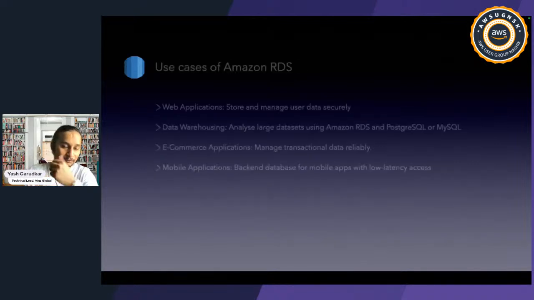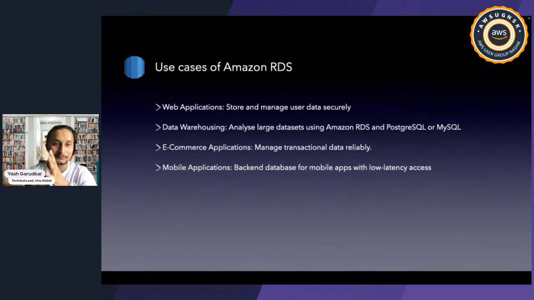Now let's take a look at use cases of RDS. Web applications, so you can store and manage your user data securely, which is what we are going to do today in Postgres. Data warehousing, analyzing large data sets using Amazon RDS and PostgreSQL, MySQL, then Aurora DB, and a lot of options that are available. I will share it and I'll show you soon.